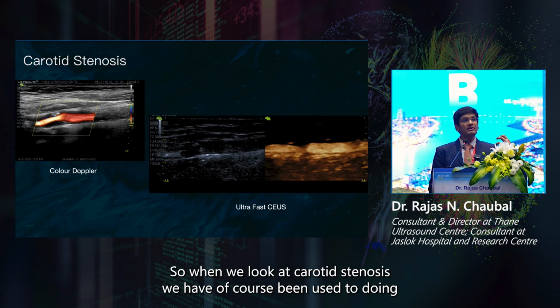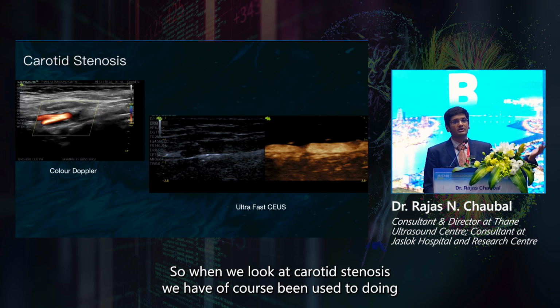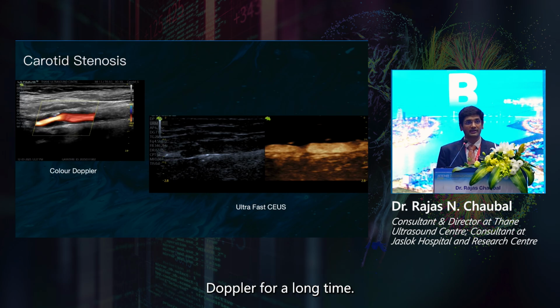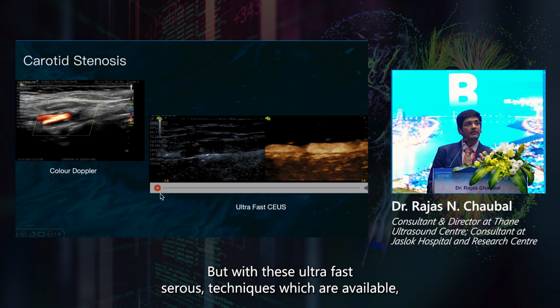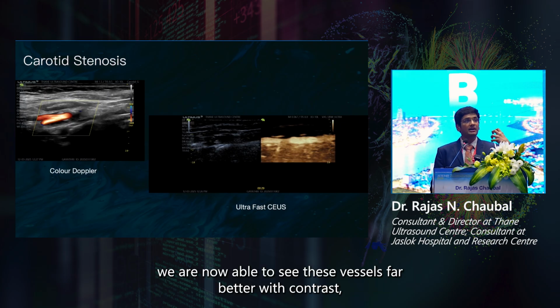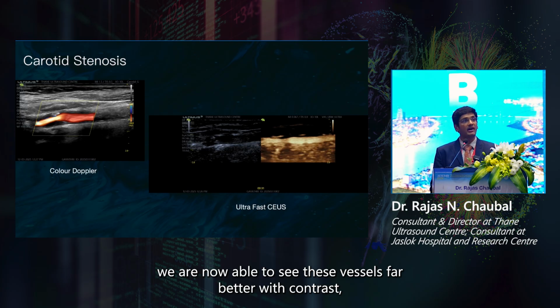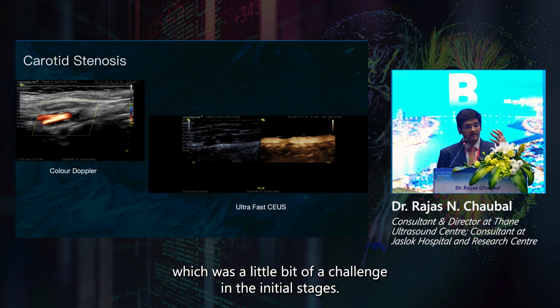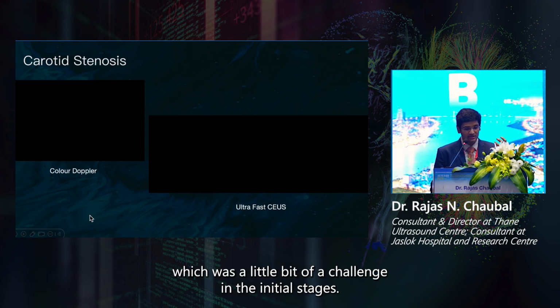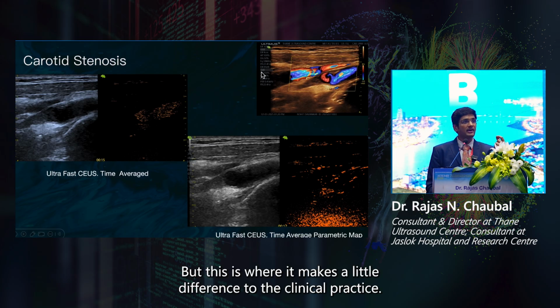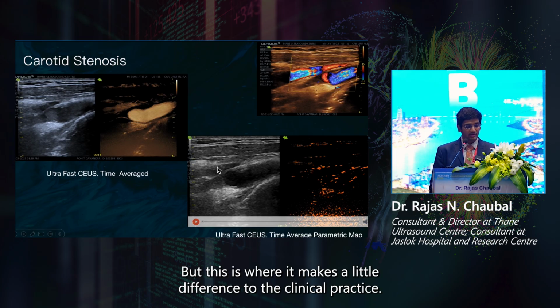So let's look at some of the clinical settings where we have used the URM with effectiveness. So when we look at carotid stenosis, we have, of course, been used to doing Dopplers for a long time. But with these ultra-fast CUS techniques which are available, we are now able to see these vessels far better with contrast, which was a little bit of a challenge in the initial stages. But this is where it makes a little difference to the clinical practice.